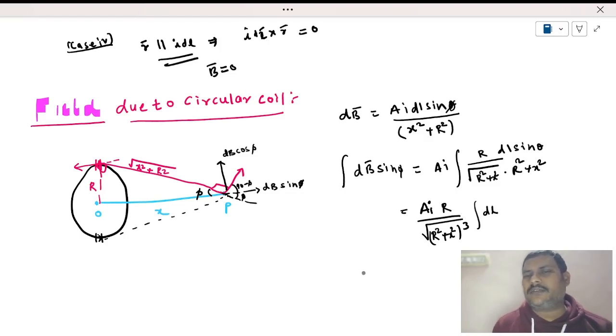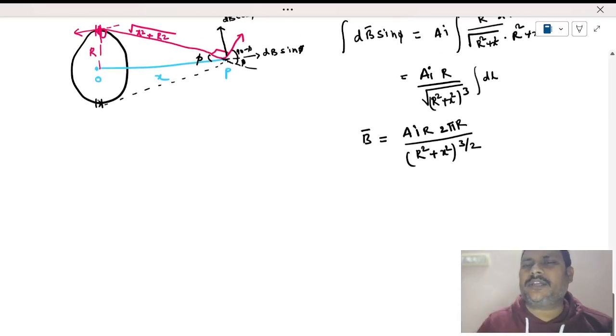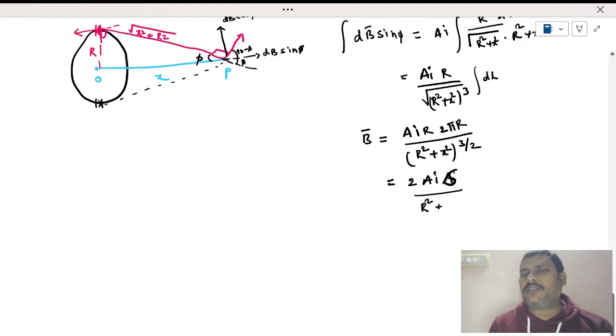So B is equal to the integral of dB sin phi, the total superposition of the field, which is equal to I into the integral of dl, where integrating dl over the total length gives 2 pi r, by r square plus x square whole power 3 by 2. From this, 2 pi r into r I can write as 2 into pi r square, that is 2 I into the area A, divided by r square plus x square whole power 3 by 2.